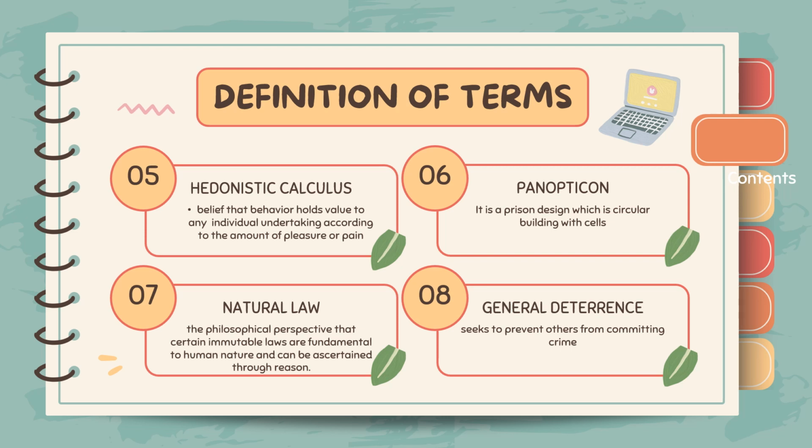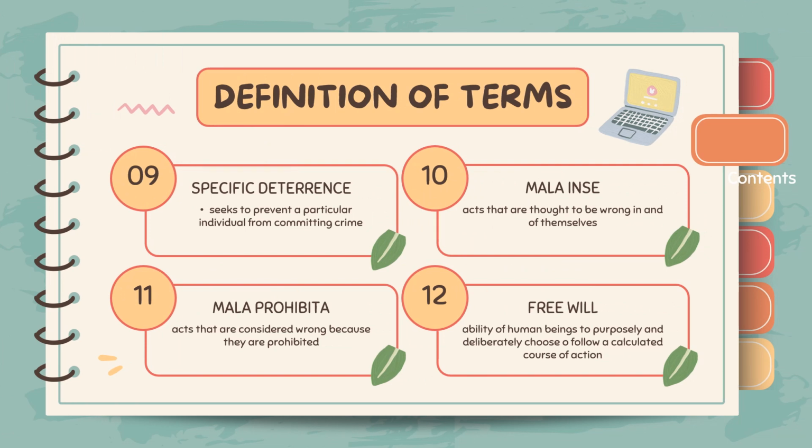And we have the panopticon. This was introduced by Jeremy Bentham. It is a prison design, a circular building with cells. We have general deterrence. This is a goal of criminal sentencing that seeks to prevent others from committing crime, so it addresses the general public. Then we have specific deterrence, which targets an individual offender, so that he will not commit a crime again.